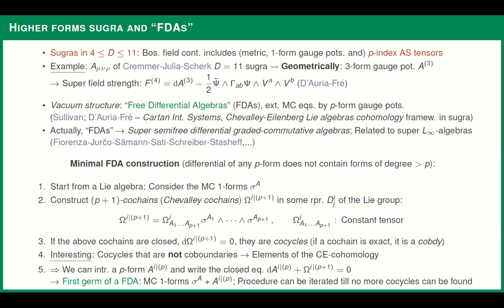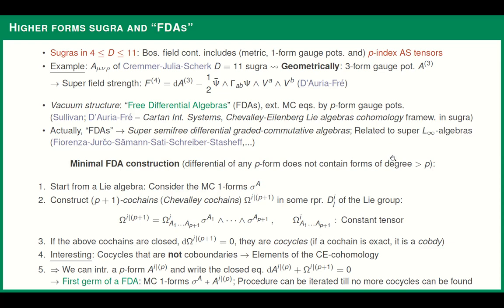Then we consider the starting Maurer-Cartan forms plus this p-form gauge potential, and we search again for cocycles. If we find one, we add another p-form gauge potential to trivialize it, and so on and so forth. We iterate this procedure until no more cocycles can be found. I will show you this formally, and now I will show you the example in 11-dimensional supergravity.